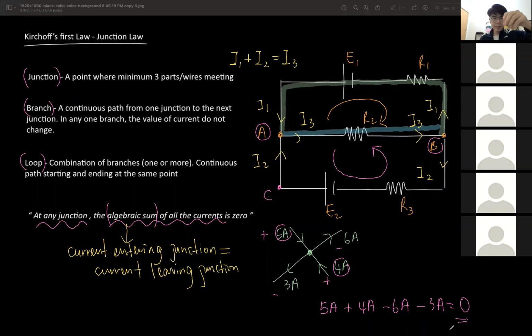So the algebraic sum equals 0. Current coming in totals 9, and current leaving is also 9. So the first law follows the conservation of charges. Because what is current? Current is the flow of charge. Conservation of charges means how many charges go in is the same as how many charges come out. You cannot have extra charges come out, and you cannot have fewer charges come out. So it has to be equal. That is the first one.